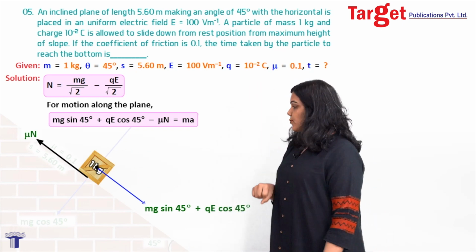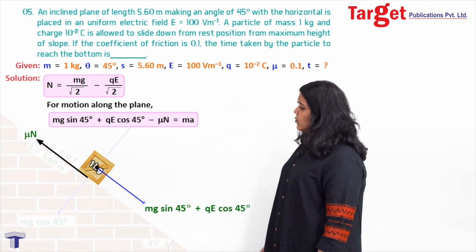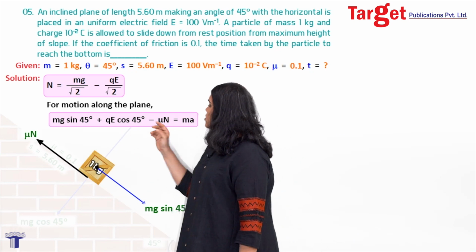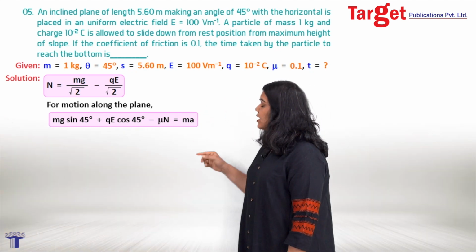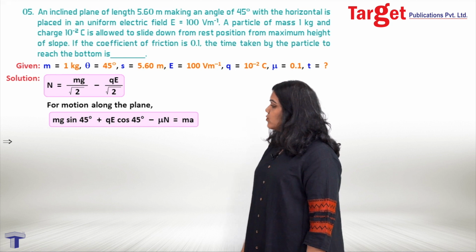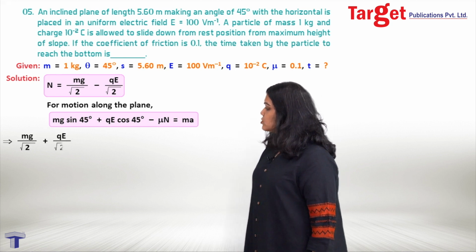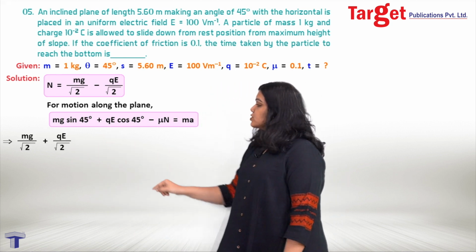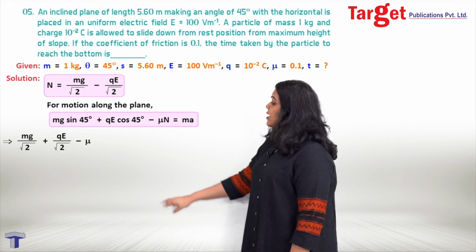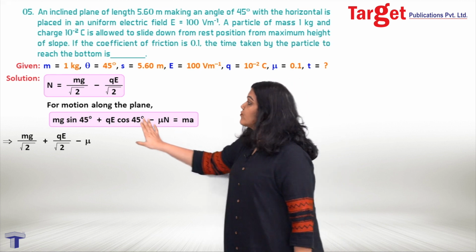It will not be 0. Now I'll start putting the values. mg sin 45 plus QE cos 45 minus mu N is equal to ma. We know sin 45 is 1 by root 2, cos 45 is 1 by root 2. So I get mg upon root 2 plus QE by root 2 minus mu. Now N we are going to substitute from here.